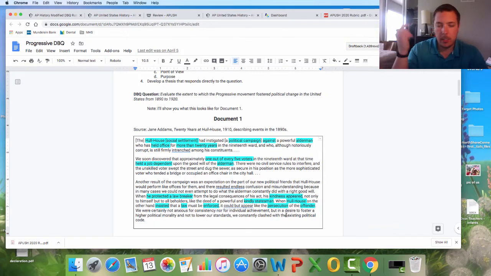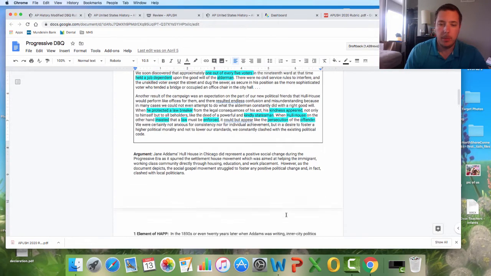Then I ask, what else can I connect this to? I'm thinking urban political machines, Boss Tweed. That sort of political corruption might be potential outside evidence I can throw in.